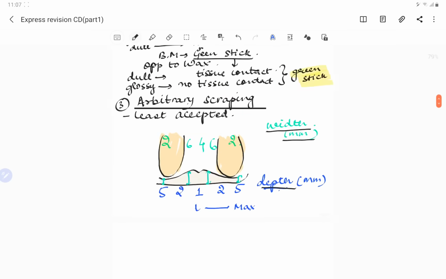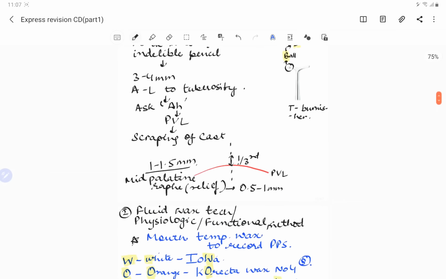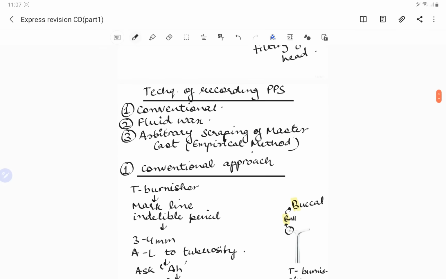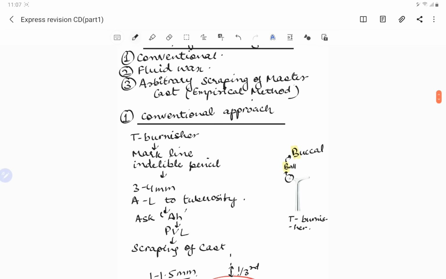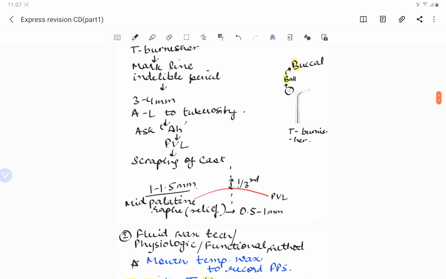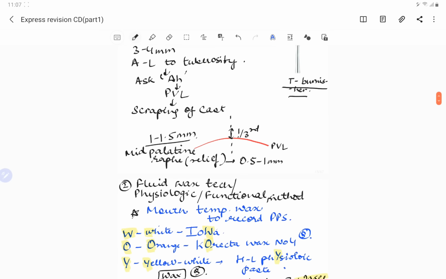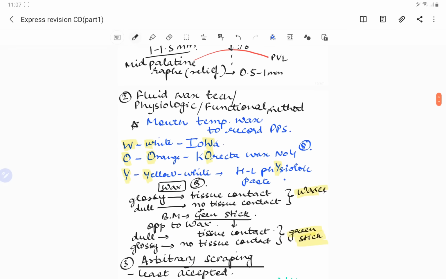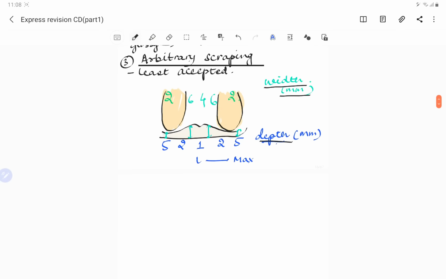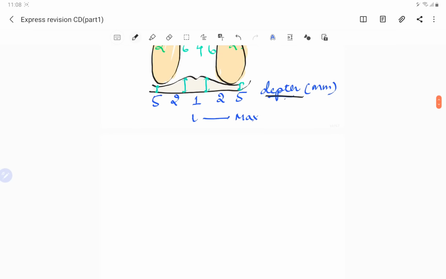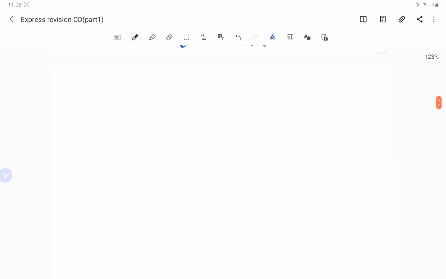Now this is recording the PPS. We have covered recording the PPS, 3 methods: the conventional, the fluid wax and the arbitrary scraping of the master cast, which is least acceptable. In conventional we are using the T burnisher. In fluid wax we are using the mouth temperature waxes to record the PPS, and then arbitrary scraping of the master cast wherein we are going to scrape the master cast. Now talking about improper PPS.